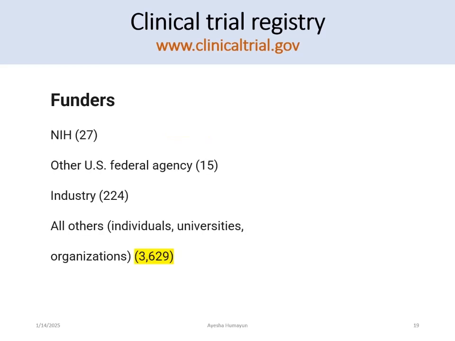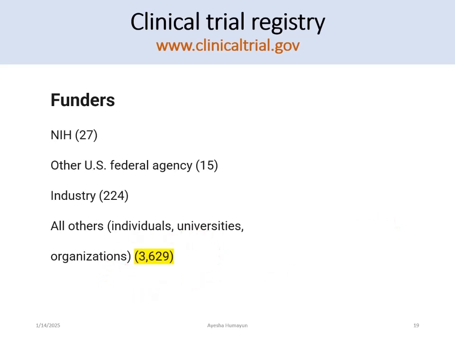When you look at the funders, the funding agency in 27 trials was NIH, while other US federal agencies were in 15. Looking at the pharmaceutical industry or other industries, there were 224 trials, while individual universities and organizations sponsor the majority of the studies in Pakistan, and these are 3,629.